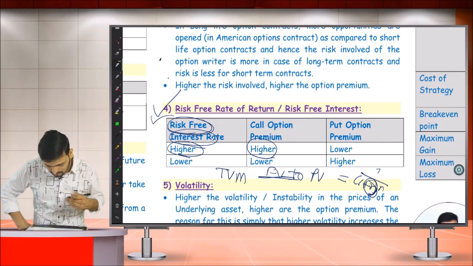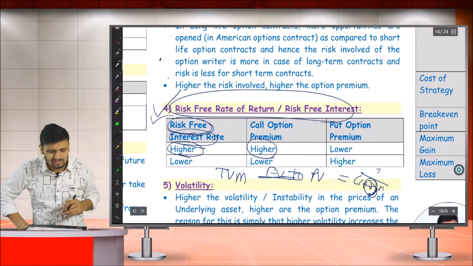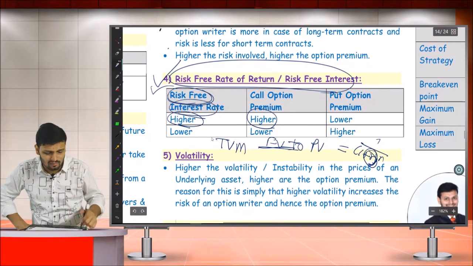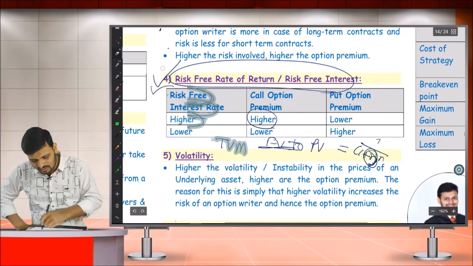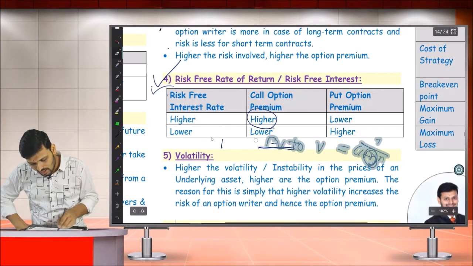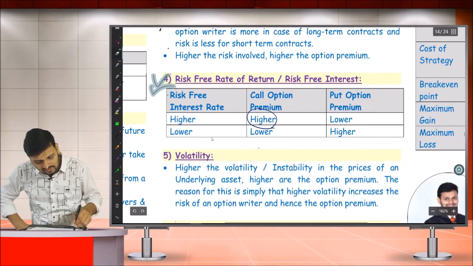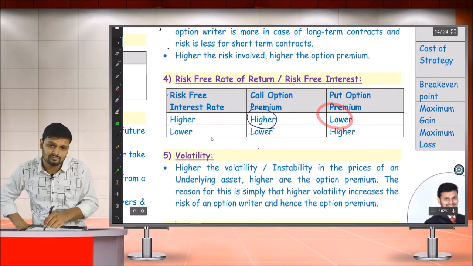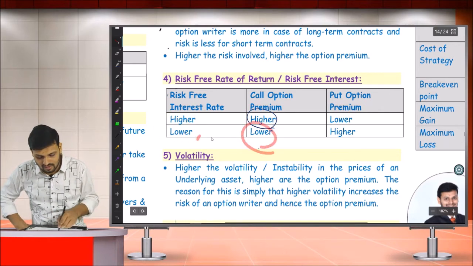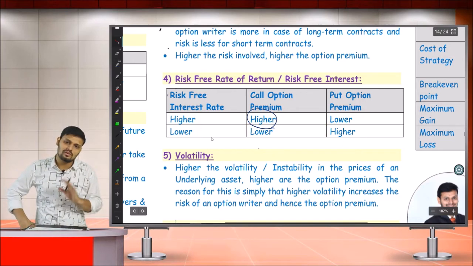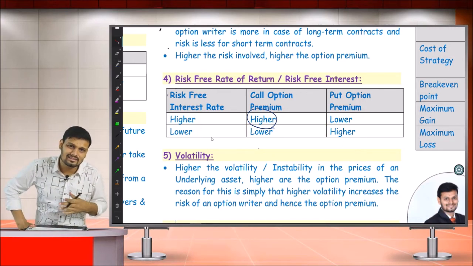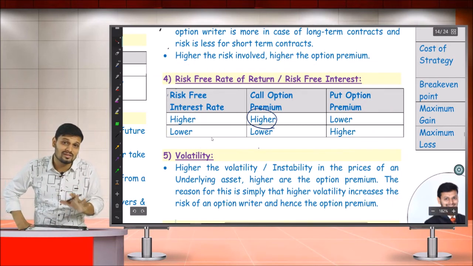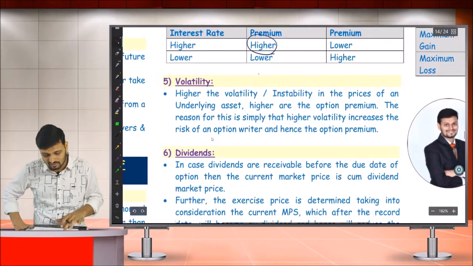Okay, see, basically this thing is not much practical. I cannot explain to you exactly the practical relevance, but just understand, it's not going to be asked in the examination regarding all this. Just understand this point alone. Higher the risk-free rate of interest, higher is the call option premium, but lower is put option premium. Lower the risk-free rate of interest, lower call option premium, higher put option premium. This is the only case where practical understanding is not possible. You just need to understand this particular point number 4. Apart from this, I have never compromised on any practical aspect, right?